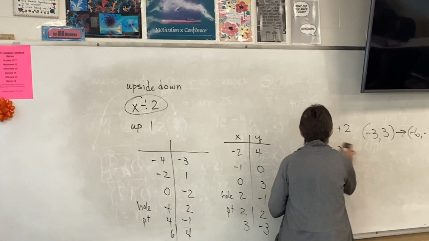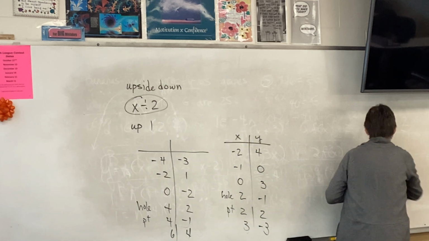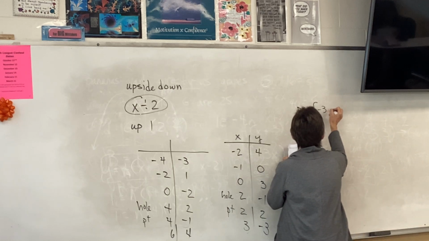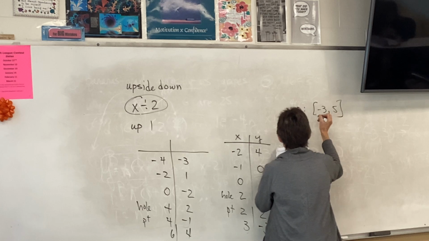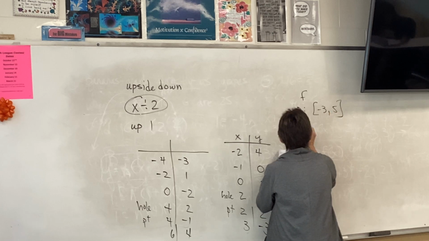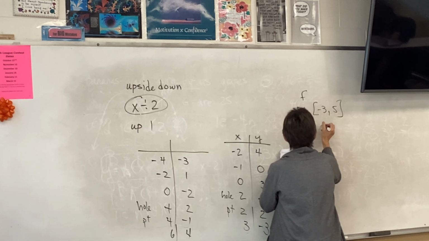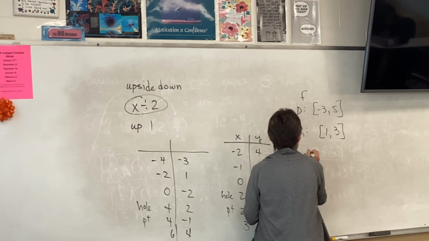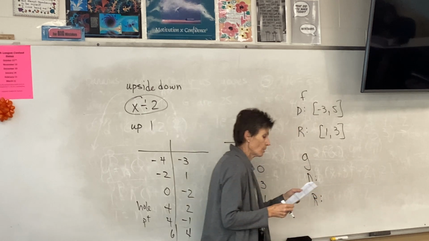It gives me a domain and range to start with. In example 5, it says the domain is negative 3 to 5. This is the original, f, the original. And the range is 1 to 3. And now I want to do the same thing for g. I want to find the domain and range for g.